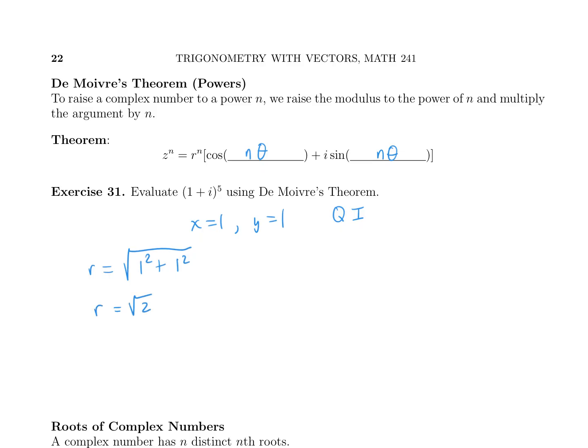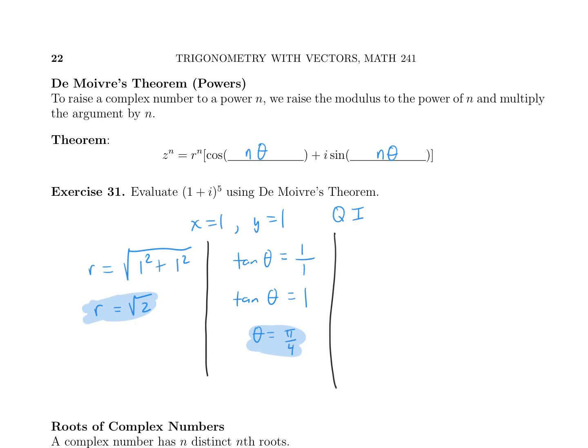All right, so we got the modulus taken care of. Now let's find the argument. Tan theta equals y over x. Tan theta equals 1. Because we're in quadrant 1, if you look at the unit circle in quadrant 1, you're looking for the angle whose tangent value is 1. You will see that it is pi over 4. Okay, so we got the argument. Now we have the number written in polar form, which is exactly what we wanted. So now let's go ahead and raise it to the exponent.